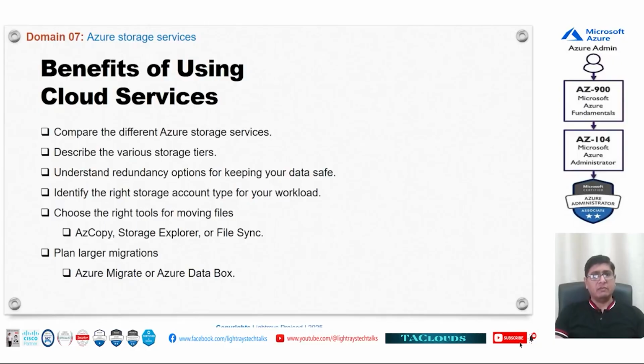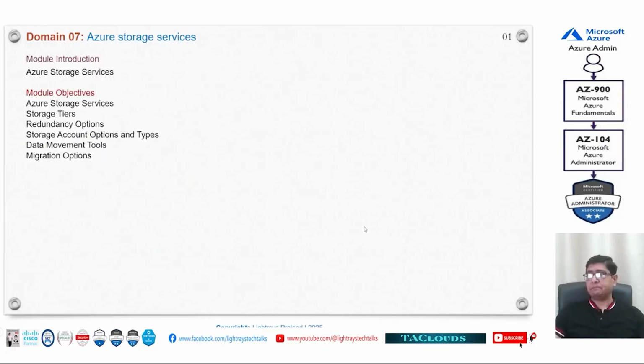At a high level, we will see five things: storage services, and we will see different storage tiers to save the data. We will see some redundancy options, and we will see some storage account options, how we will create a storage account. And then finally, we will see two major things: how we will be moving data between local data centers and the cloud, and how we will be migrating data from one place to another place. So this is the agenda we will be covering in this section.